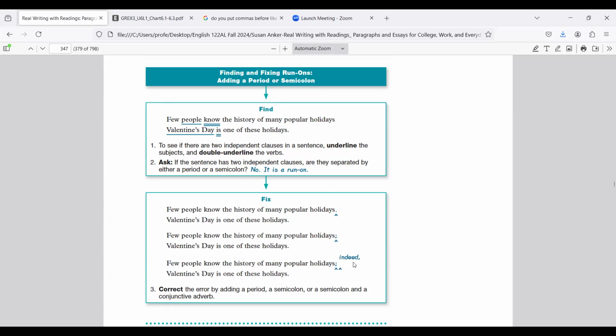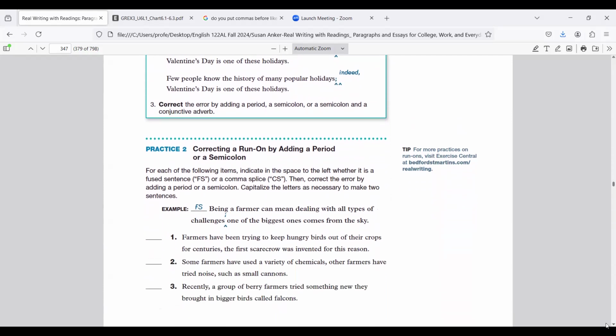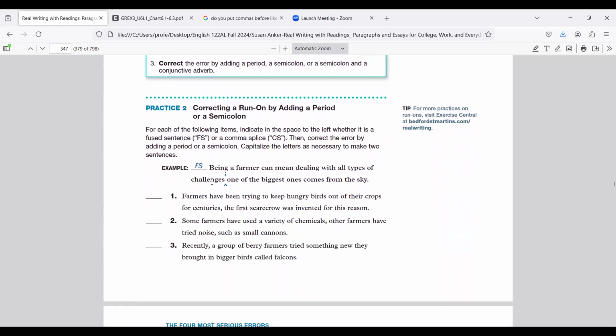And here you see they use the conjunctive adverb, indeed. So I'll read it to you. Few people know the history of many popular Valentines. Indeed, Valentine's is one of these holidays. So it's a semicolon, conjunctive adverb, and a comma. Okay, so you're going to do practice 2. We'll go ahead and go over it.